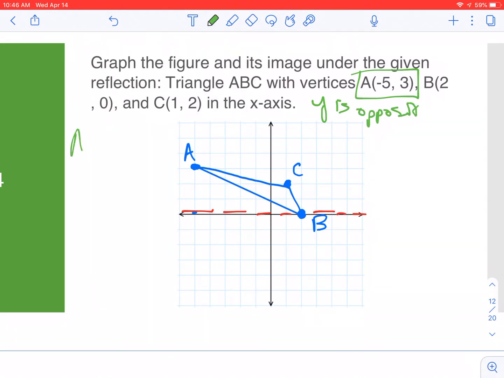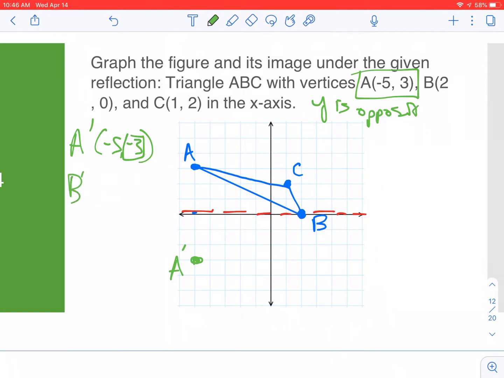So A prime, what's A prime going to be? It's going to be -5. Now I make the -3 opposite. So now I don't have to count. I just know that it's going to be down there. It's going to be the same place as if I counted.